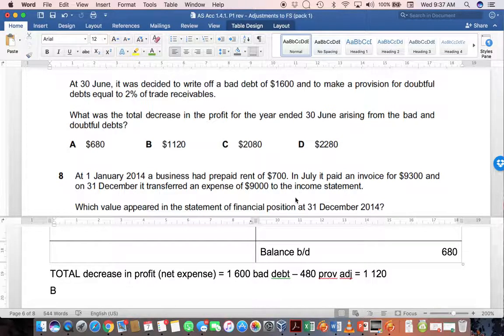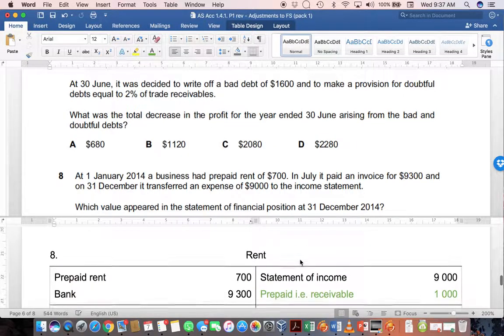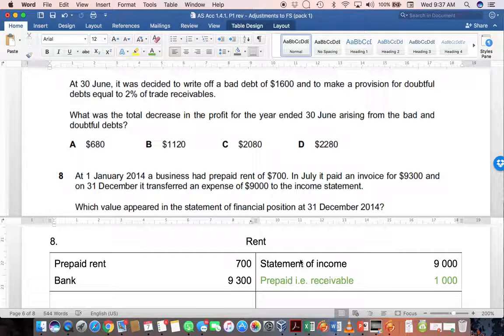So now that we want to work out the value that appeared in the statement of financial position, I'm going to recreate the rent account to see how much was actually prepaid or accrued at the end. So I enter my 700 prepaid at the beginning. That was an asset amount because it was prepaid in advance. So it was either the rental is owing to me or the use of the property. I will show my payment of $9,300 also on the debit side because it's an expense. And then over here, I will show the $9,000 that was sent off to the income statement as an expense.